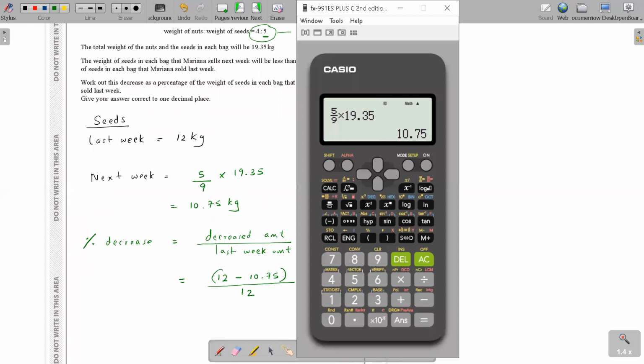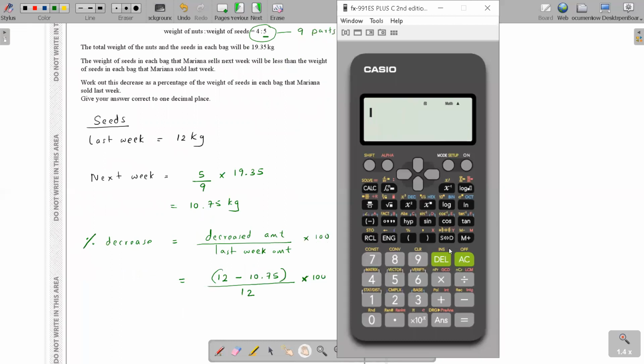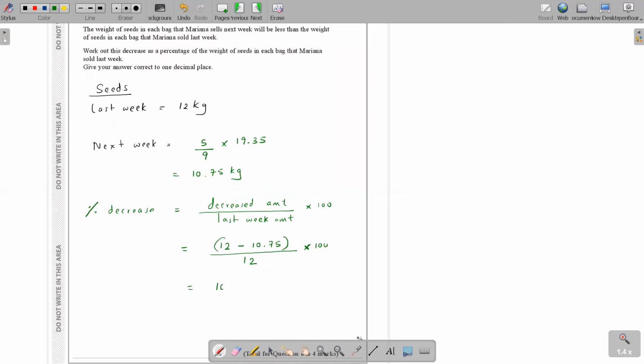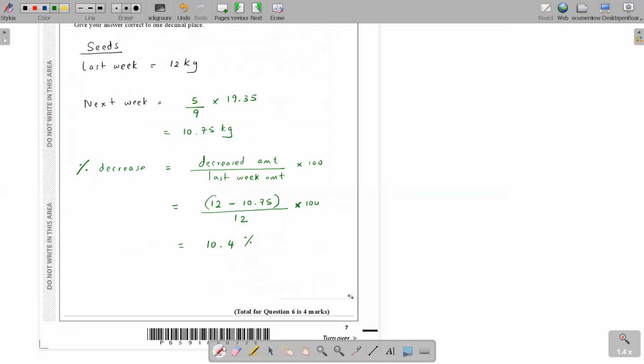Okay. So let's get it. So we get here 12 minus 10.75 over 12 multiplied with 100, and we end up getting 10.4166. So actually we needed one decimal place. So 10.4. So 10.4% decrease. So your answer here should be 10.4%. Okay.